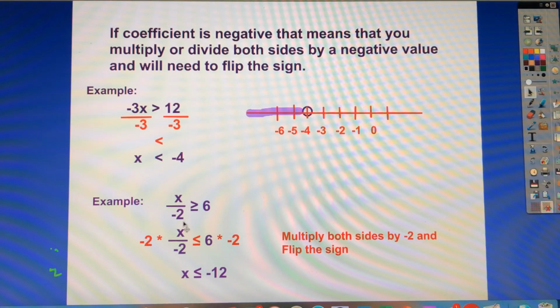X is divided by negative 2. Same thing. I have a negative 2 in the denominator. How do you get rid of the denominator? You multiply both sides by negative 2 and flip the sign. I suggest you flip that sign immediately so that you don't forget it. You multiply by negative 2 and you flip the sign. Continue solving it. The negative 2's cancel each other. I am left with x is less than or equal to negative 12. I didn't graph it, but it would be a solid circle at negative 12, shade to the left.